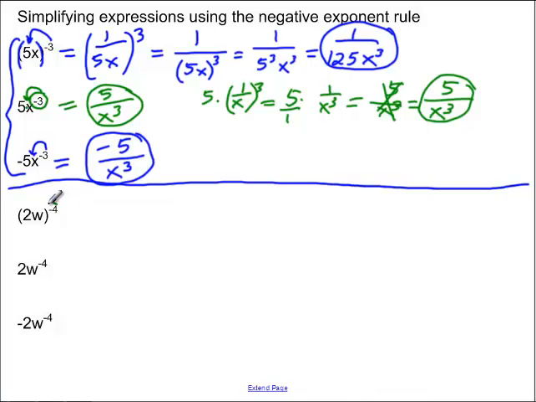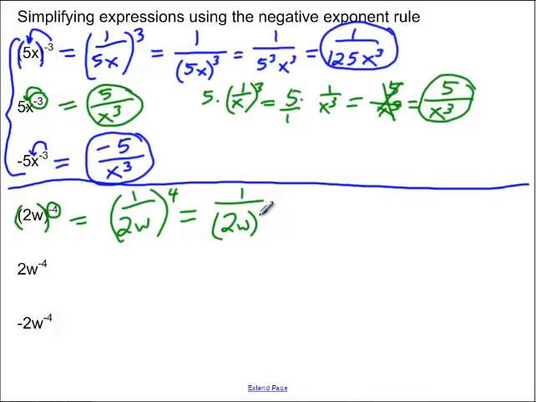Alright, negative 4 is our exponent. It's a negative, and this is our base. So by definition, this would be 1 over 2w all to the 4th power. When you take the reciprocal of the base, you change the negative sign to positive in the exponent, and then we can just simply use other rules of exponents to say that this is now the 2w to the 4th power.